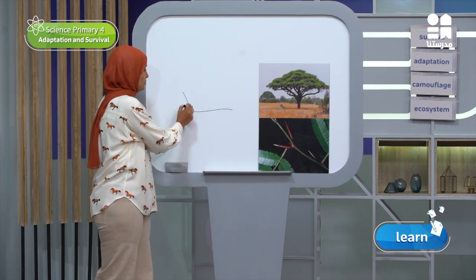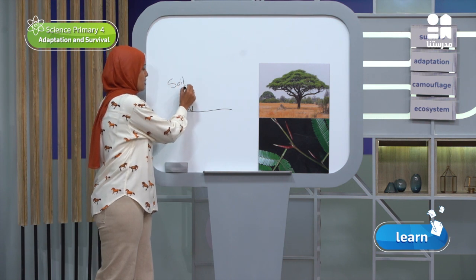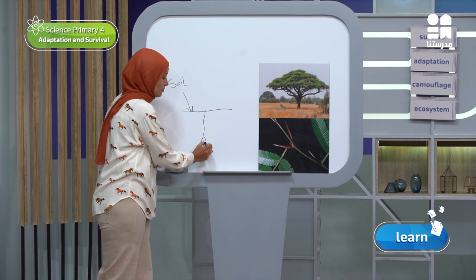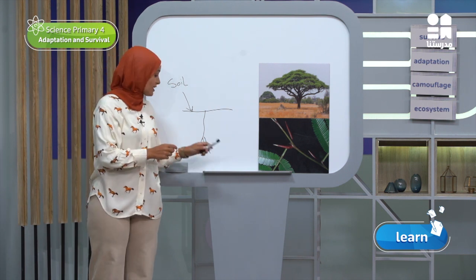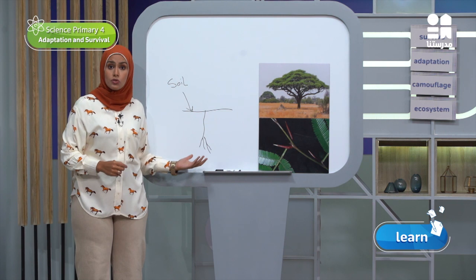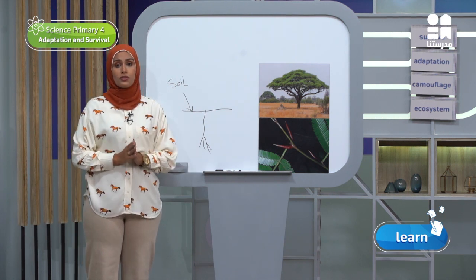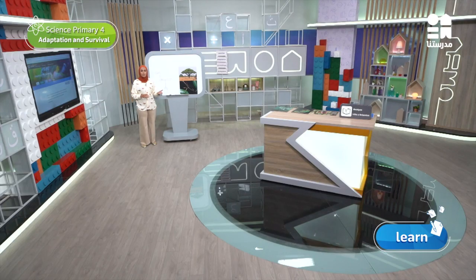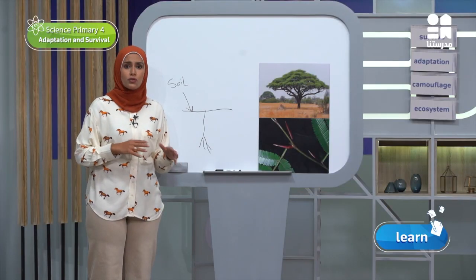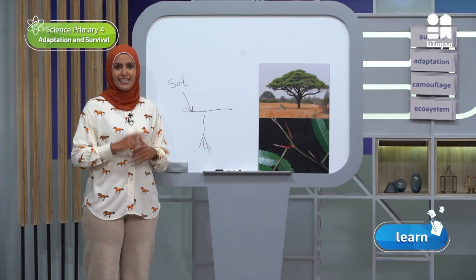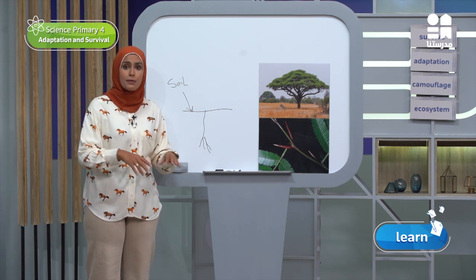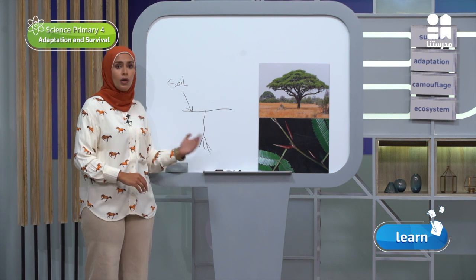Here is the soil, and the root goes deeply. The root of the acacia tree goes deeply in the soil to search for water. Why does it happen? Why do you think? In an environment which lacks water, the big deep root may be to find water deep down. Exactly, you are right. The deep root can absorb water that's found deep under the earth, like groundwater.